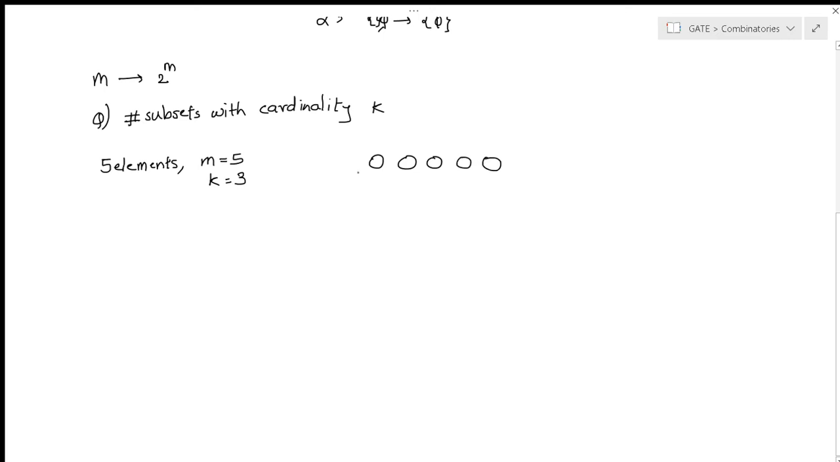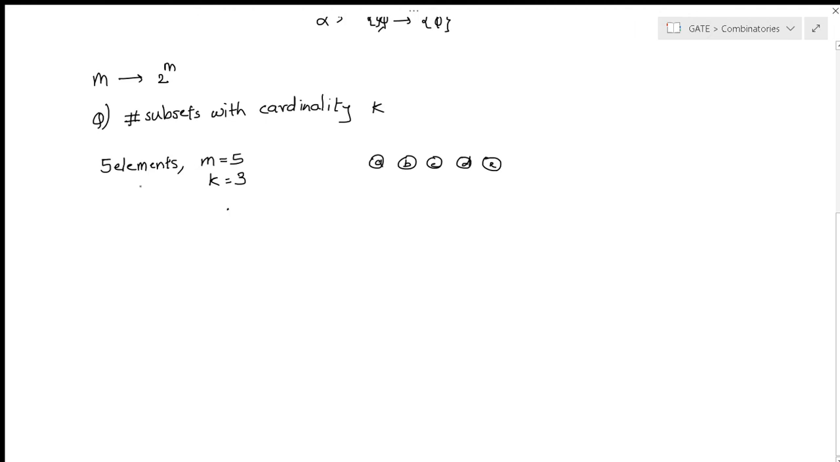Please pay attention, this is where the fun will begin. So a, b, c, d, e. If I ask you how many subsets there will be which have exactly 3 elements, how can we answer this? Please try to think by yourself, pause the video or give it a thought, and we will continue later. I hope you have paused the video and given it some thought.